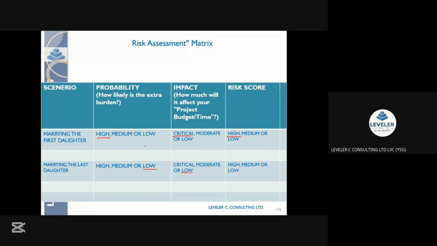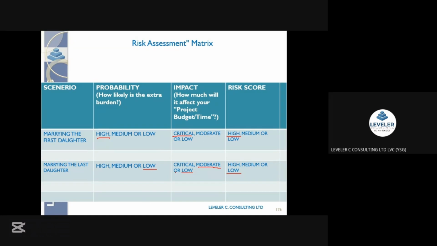Okay, low, sometimes moderate. Okay, fine. Let me highlight that. Yes. Chiamaka is saying low. Justice for first daughters.